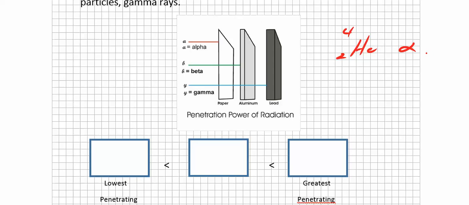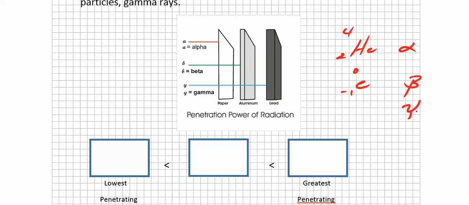But how about beta particles? So beta particles are really electrons, right? A beta particle is an electron. We can write it as a beta like that, or we can write it like this, a 0 on top and a -1 down here. And they have much more penetrating power. They can easily go through paper, but they are stopped by an aluminum sheet. And finally, we have gamma rays. Now, gamma rays are not particles per se. They have no mass, but they do have energy. And they are capable of going through paper easily, even through aluminum very easily, but they're stopped by lead.